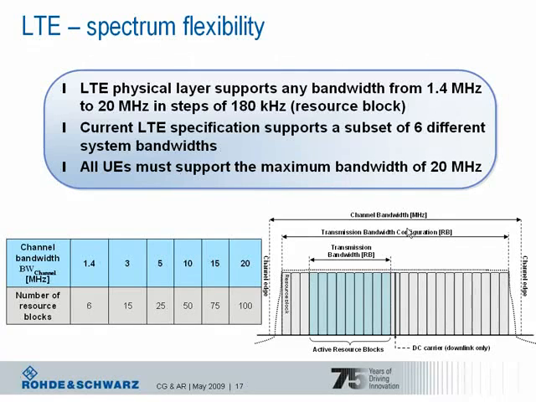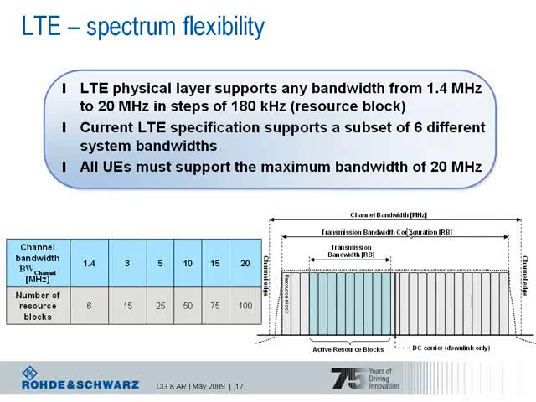So these values of 1.4 up to 20 MHz, each correspond to a certain number of resource blocks. The figure illustrates a bit more that the transmission bandwidth, which is actually then used in the downlink, for example, by the base station, is formed by the assigned bandwidths in terms of active resource blocks. The available channel bandwidth is a bit larger than the actual transmission bandwidth configuration of the cell, to leave some guard on both sides of the spectrum.